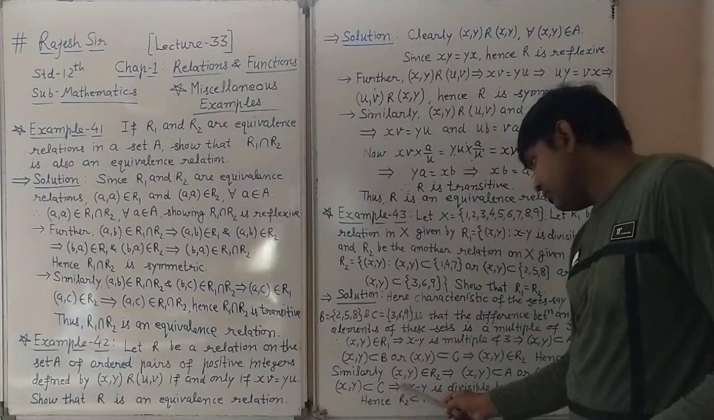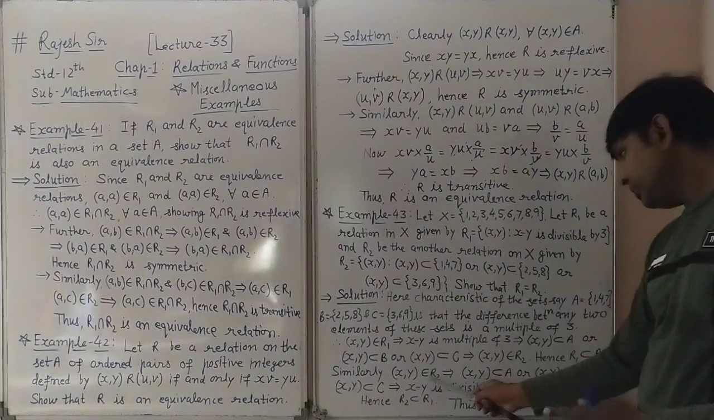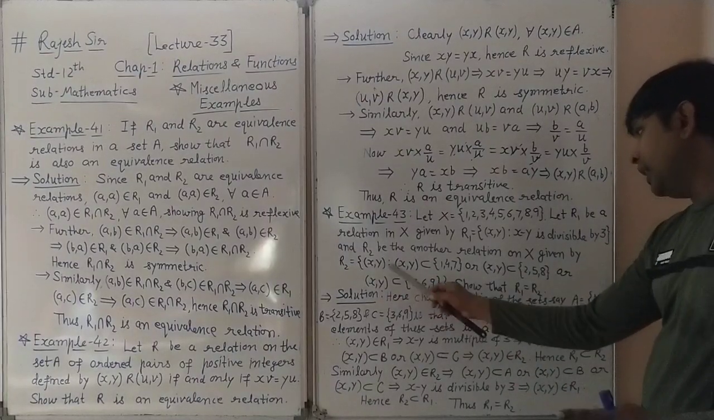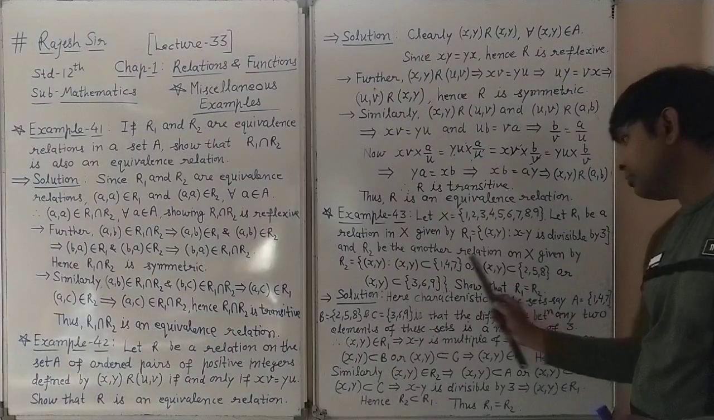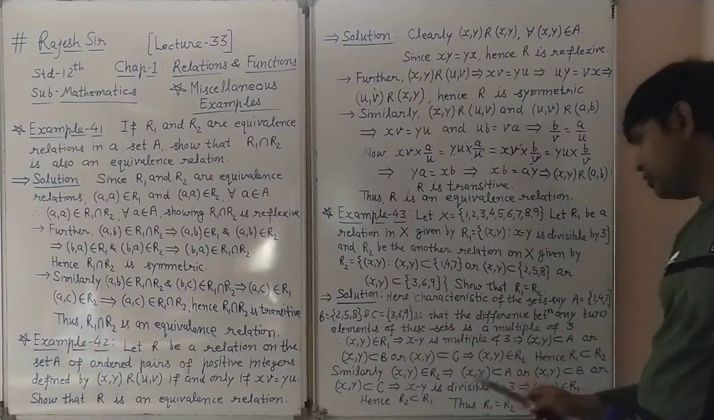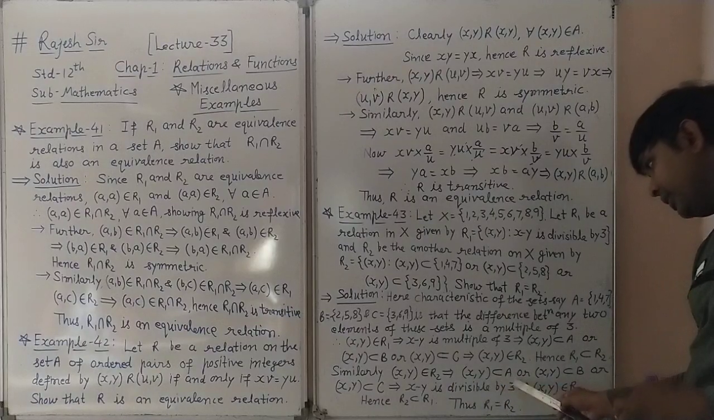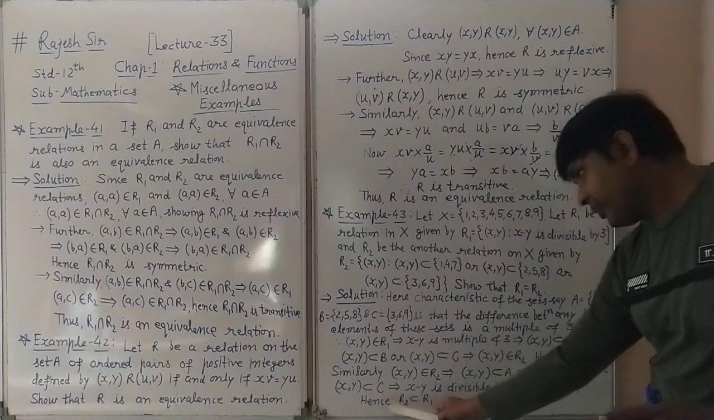Similarly, we start with (x, y) belongs to R2 now. If (x, y) is in R2, what does it mean by the given definition? It will be a subset of A, a subset of B, and a subset of C as well. So that we have shown: if (x, y) belongs to R2, then (x, y) is a subset of A, or of B, or of C.